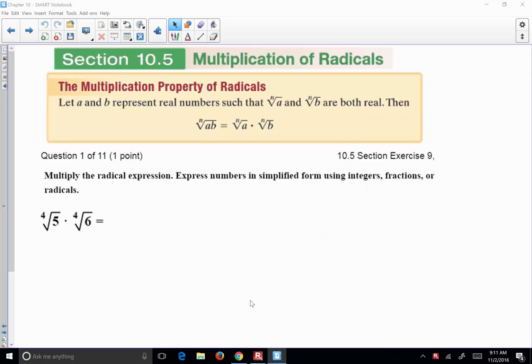Yesterday we learned how to add and subtract radicals. Guess what's next? We're going to multiply them, and on Friday we will divide them. Okay? So multiplication looks pretty easy.